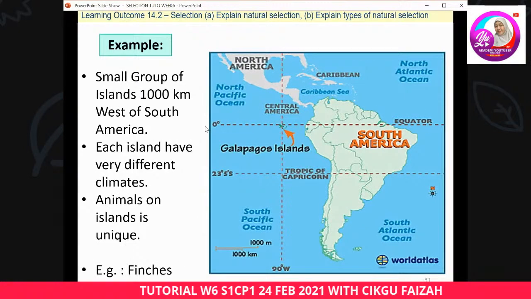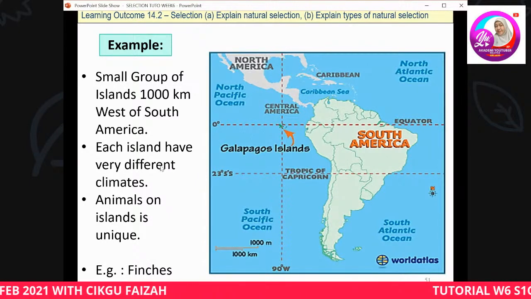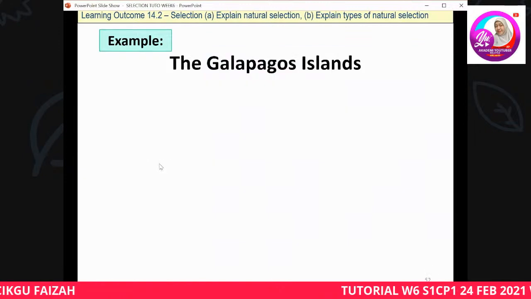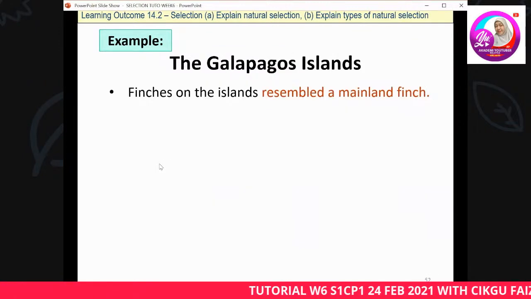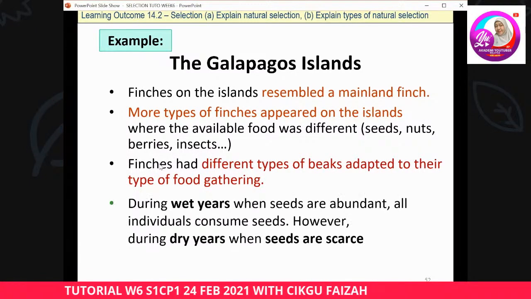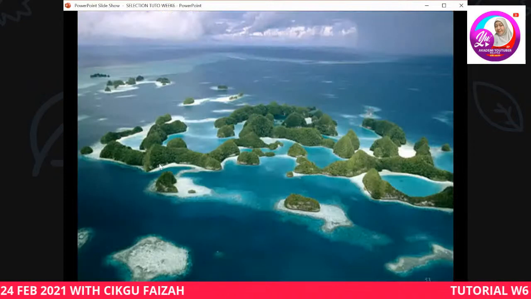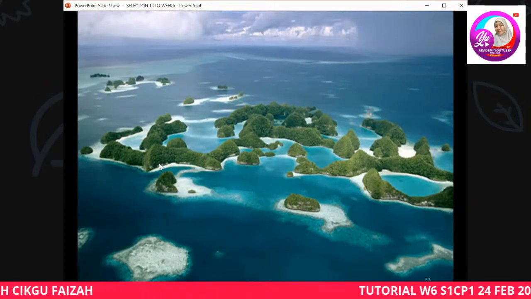So where is the Galapagos Island situated? It's actually at South America. Somewhere here, class, is the Galapagos Island. Okay, so if you all, after the COVID pandemic is over, if there is extra money, Wan can bring the kids for a holiday at Galapagos Island. Very nice, right?